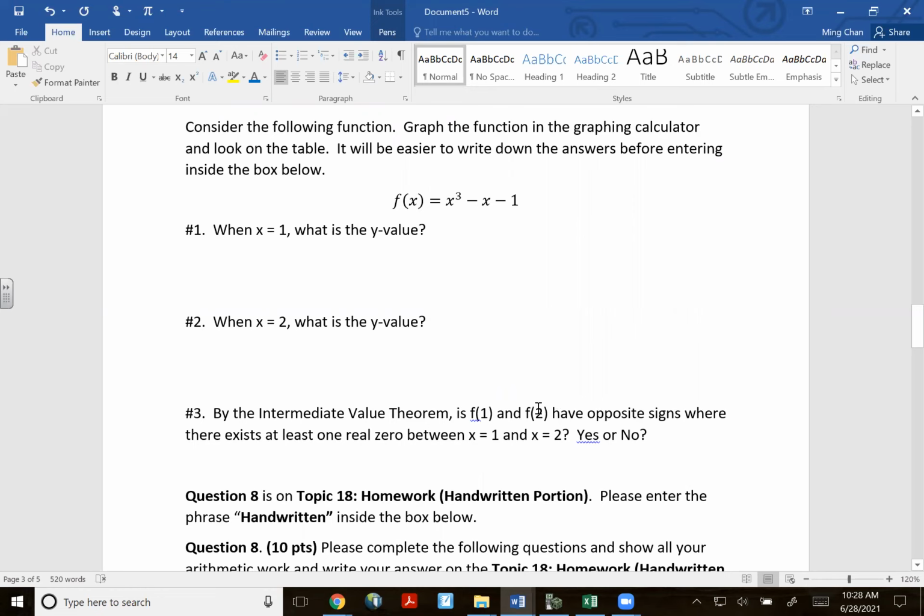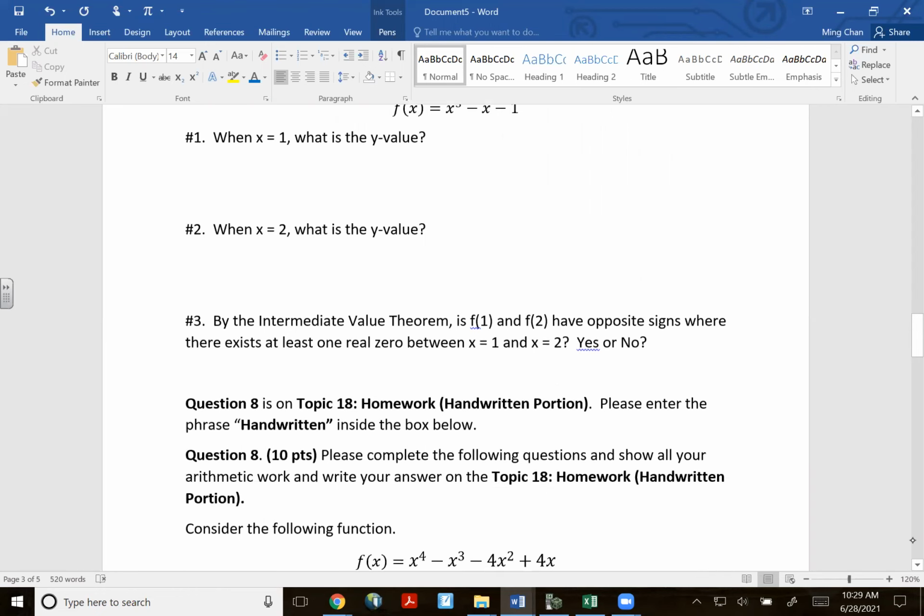So all you do is look at the signs. If you see a sign change, then yes, there does exist at least one zero in between. If the two y values do not have opposite signs, then your answer will simply be no. Okay, so the intermediate value theorem is about the y value. If the y value changes signs between two x values, then there has got to be a zero lying in between them. Okay, so most of the time we are really looking very closely at the sign change between two consecutive x values on the graphing calculator.